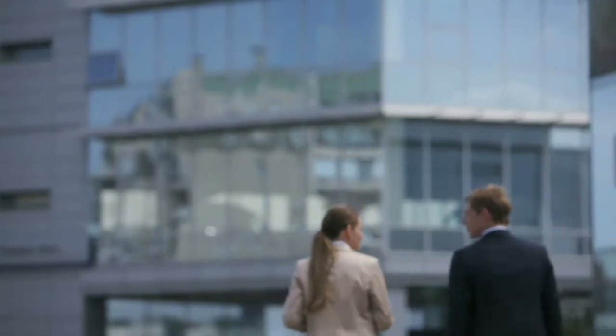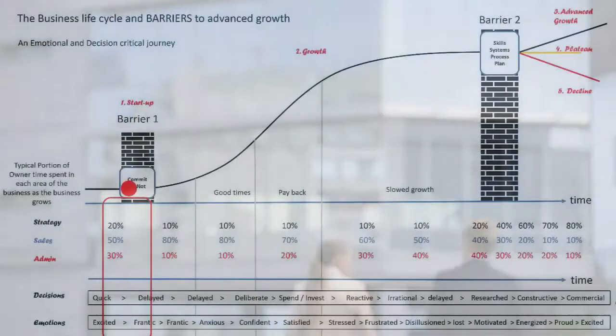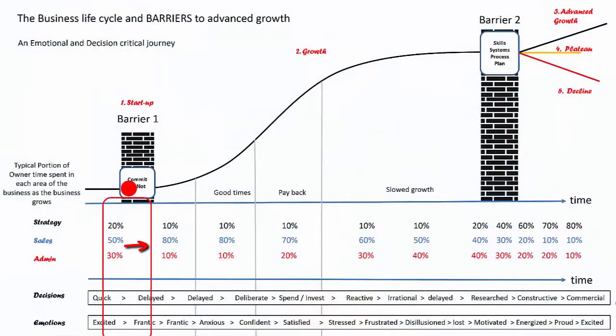On the other side of the first barrier, the majority of their time will be spent in the blue and red. They feel excited and decisions are made quickly as the initial business systems and processes are agreed and deployed. As the business grows and as more time is allocated to the red, they feel frantic and business decisions have slowed due to mounting demands and pressures.